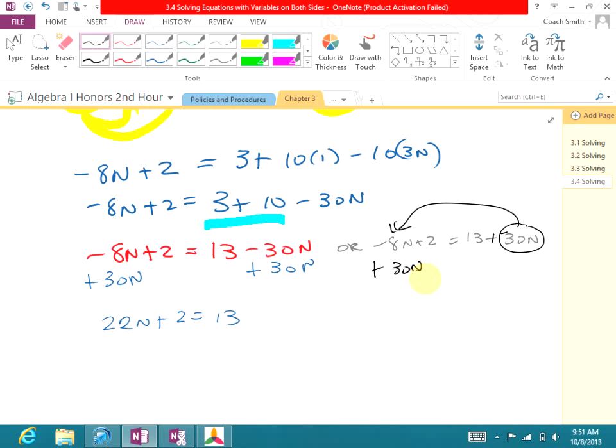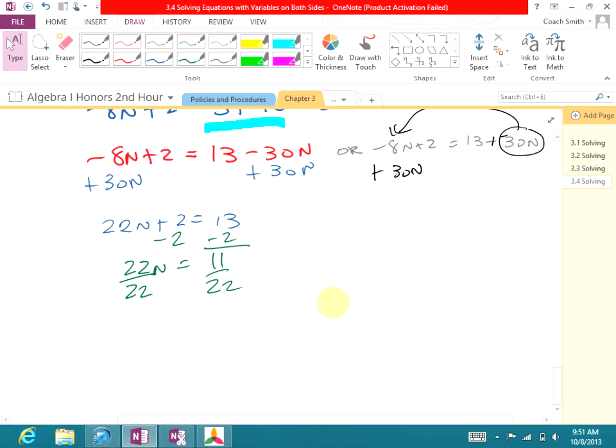Okay? Now, I got to solve it. I got to subtract 2. That becomes 22n equals 11. Divide by 22. Divide by 22. That means n is equal to 1/2. Because 11 over 22 is half.